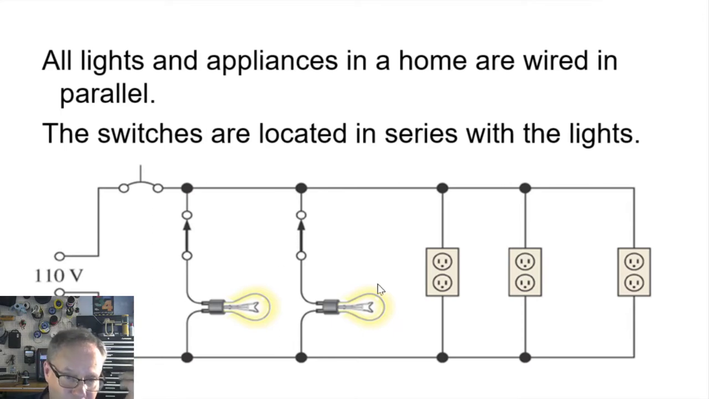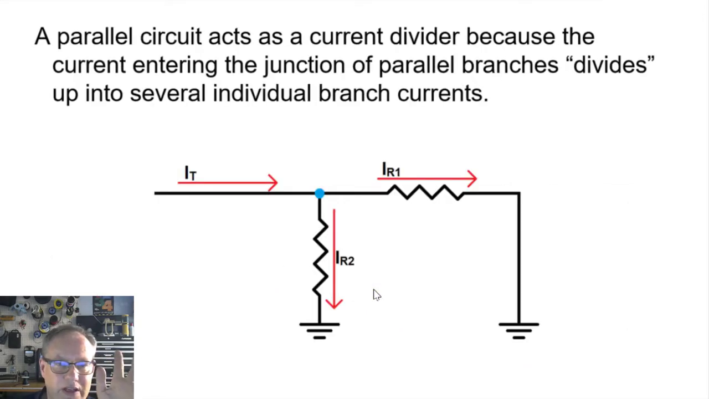Single pole, single throw switch, turning the lights on and off. Here we go. Current divider rule. Welcome to the current divider rule. What's going on is that these parallel branches act in a way that they divide up the total current.